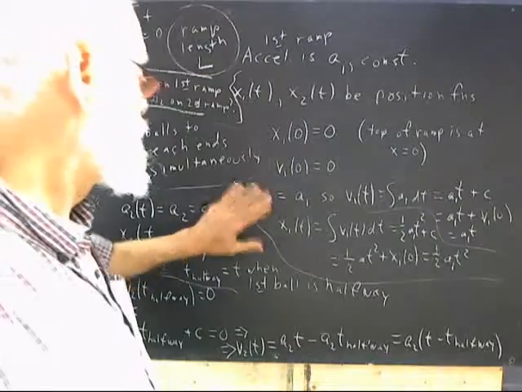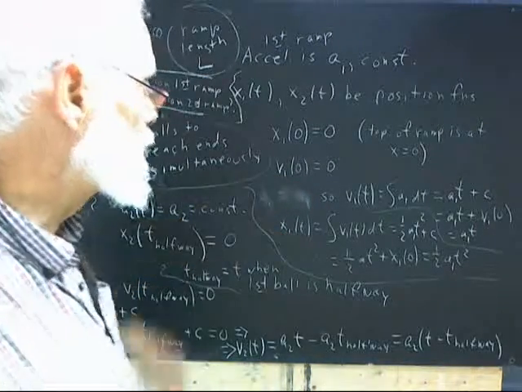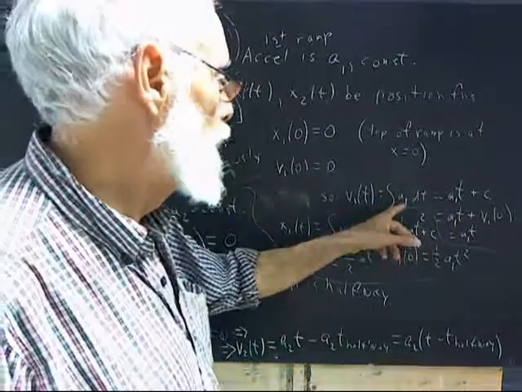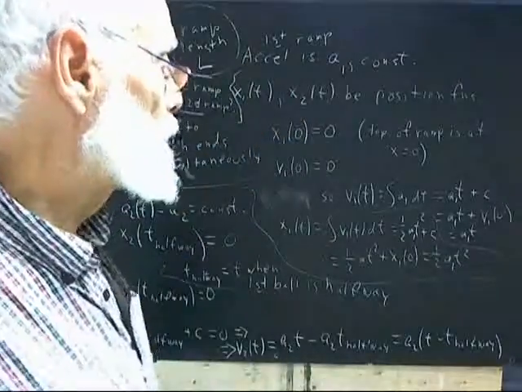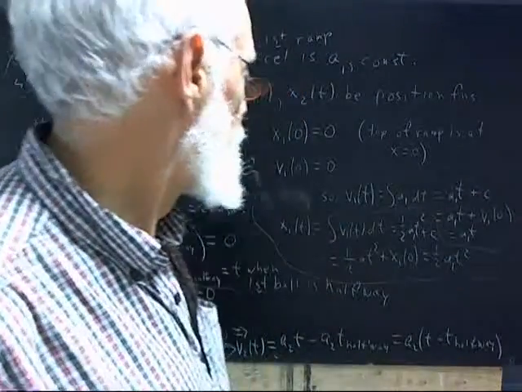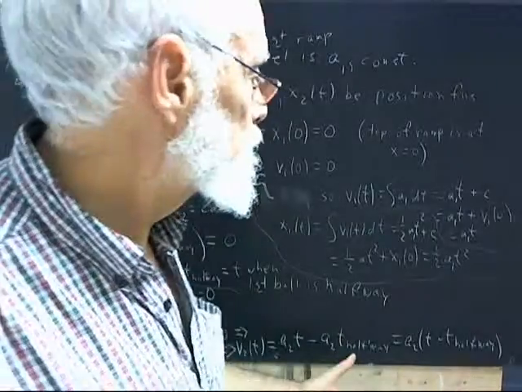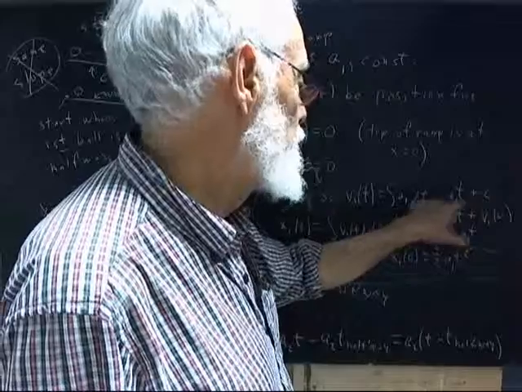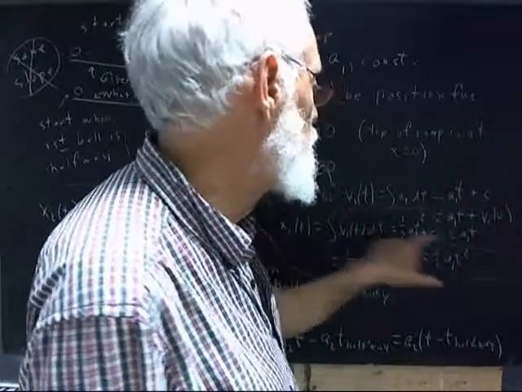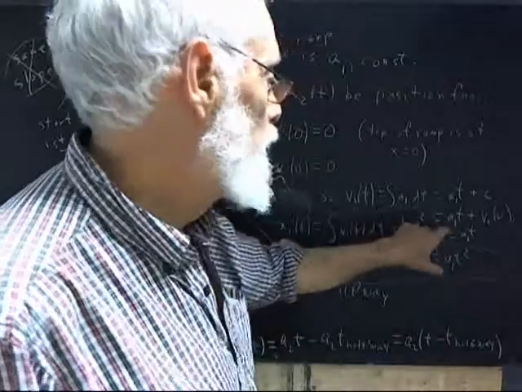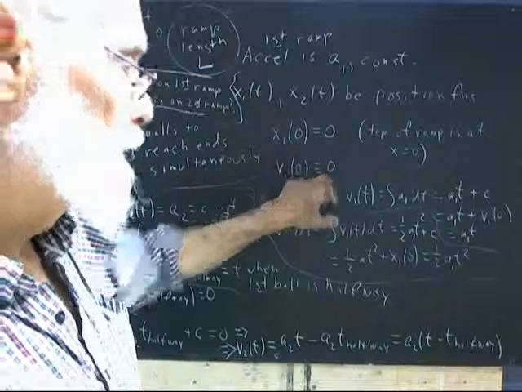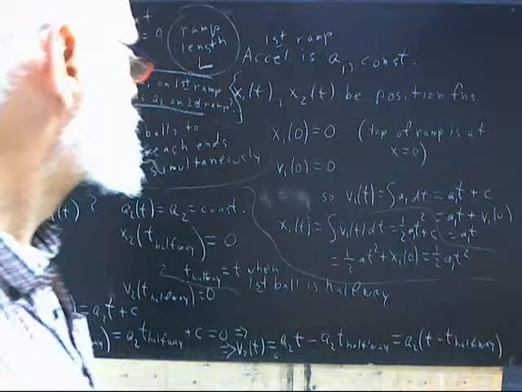Then this a equals a1 is unnecessary. That was already stated. What do we get? v1 of t is going to be the integral of a1 dt, a1 being constant. The integral is a1 t plus a constant. We evaluate the constant. If t equals 0, we get v1 of 0, and we get just c here, so c has to equal v1 of 0. So our v1 of t function is a1 t plus v1 of 0, or just a1 t, since v1 of 0 is 0.